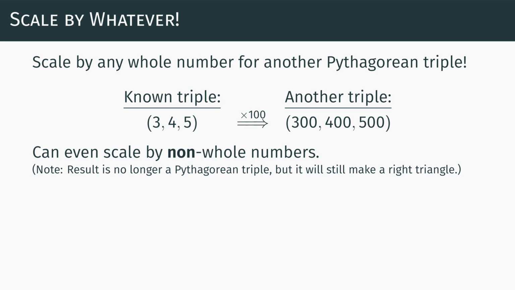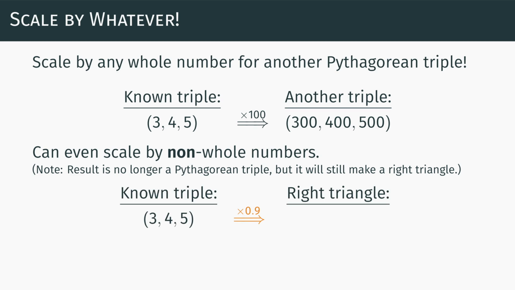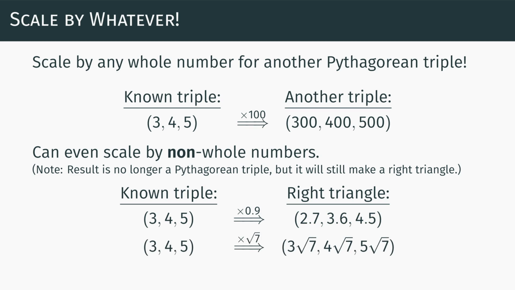So you can scale by any number you want to produce right triangles, even if they're not technically going to be Pythagorean triples. So once again, say we've got a known triple like 3, 4, 5, and we choose to multiply by, I don't know, 0.9. So that results in 2.7, 3.6, 4.5, and while it isn't a Pythagorean triple, it is going to be a right triangle. We can be sure that those sides make a right triangle. We can keep going with this. We can multiply by something that's not just decimal, but we can multiply by an irrational number like root 7.